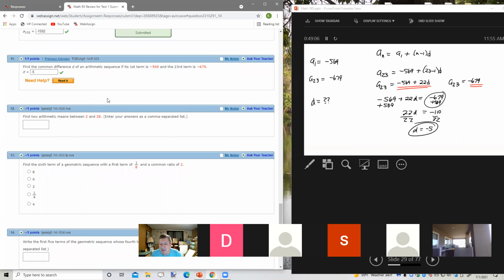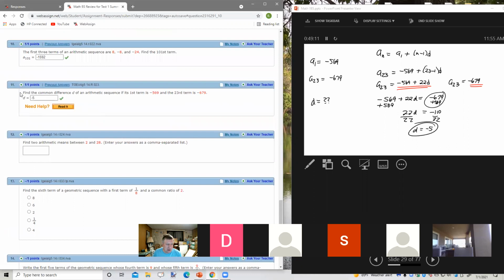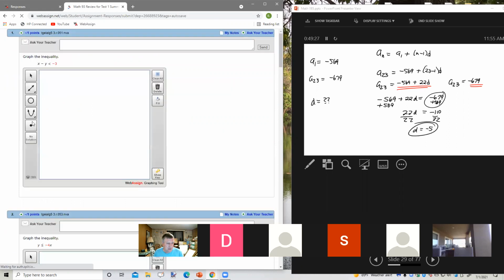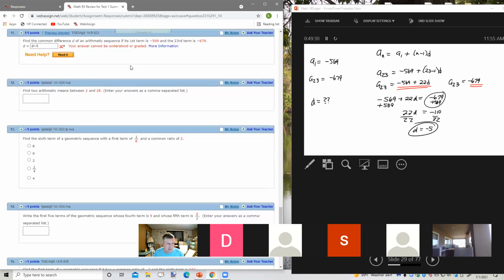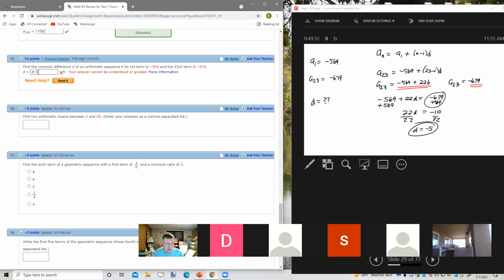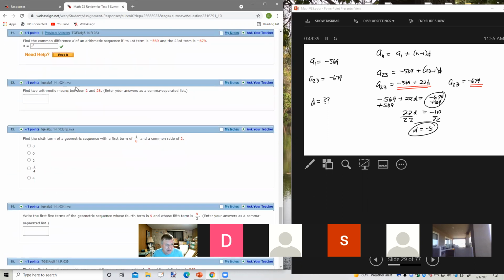A mistake that I've seen students do time and time again in a test is they don't look at the whole thing. For instance, here, they already give you D, but I'll have students write D equals -5 and then submit the answer. And it says your answer cannot be understood. It's because you put things in there that were already there. My point is pay attention to what's already given, to what you need to put in there, okay? All right.